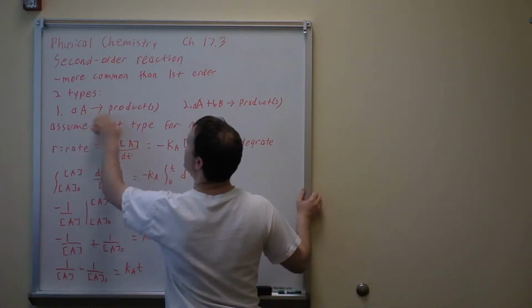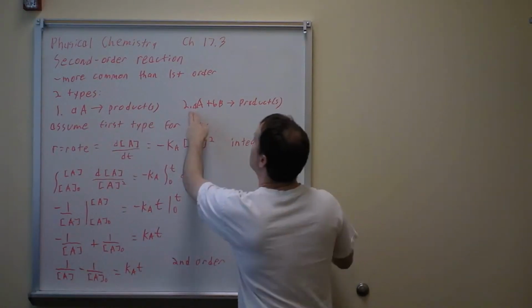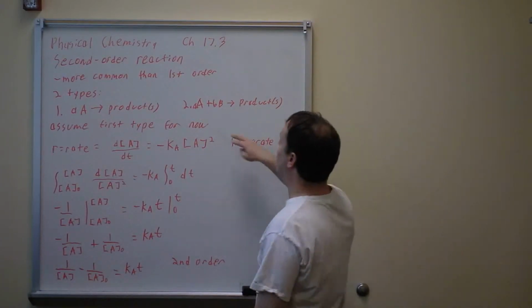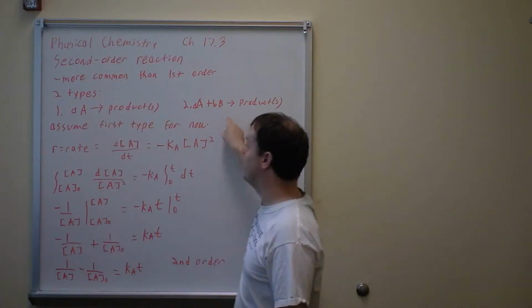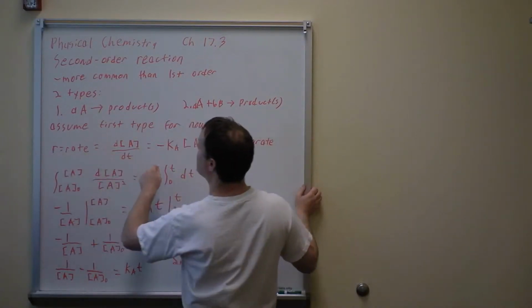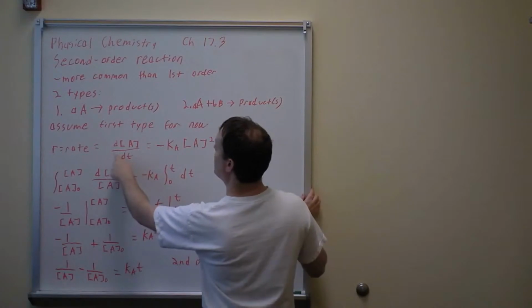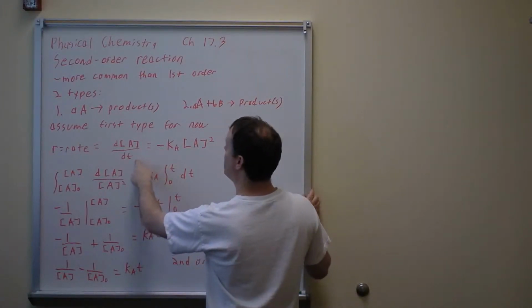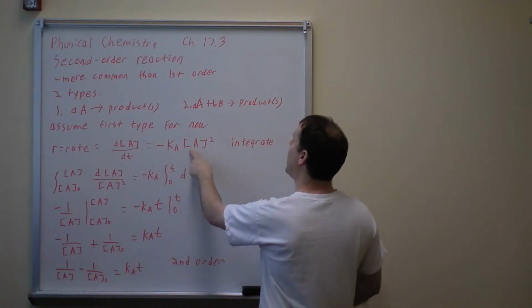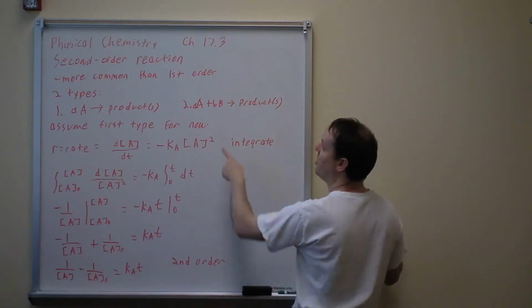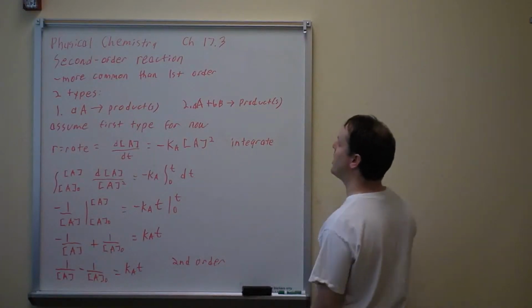So one is where you have A going to products, or two, where you have two different substances, A and B, going to products. We're going to assume the first type for now. We will do the second one later because they're both very important, very common. So the rate for this, we took out the 1 over a step already, so we have the differential of A over differential of t is equal to minus Ka times the concentration of A squared. Remember, this is second order, so obviously there's a 2 in the exponent.